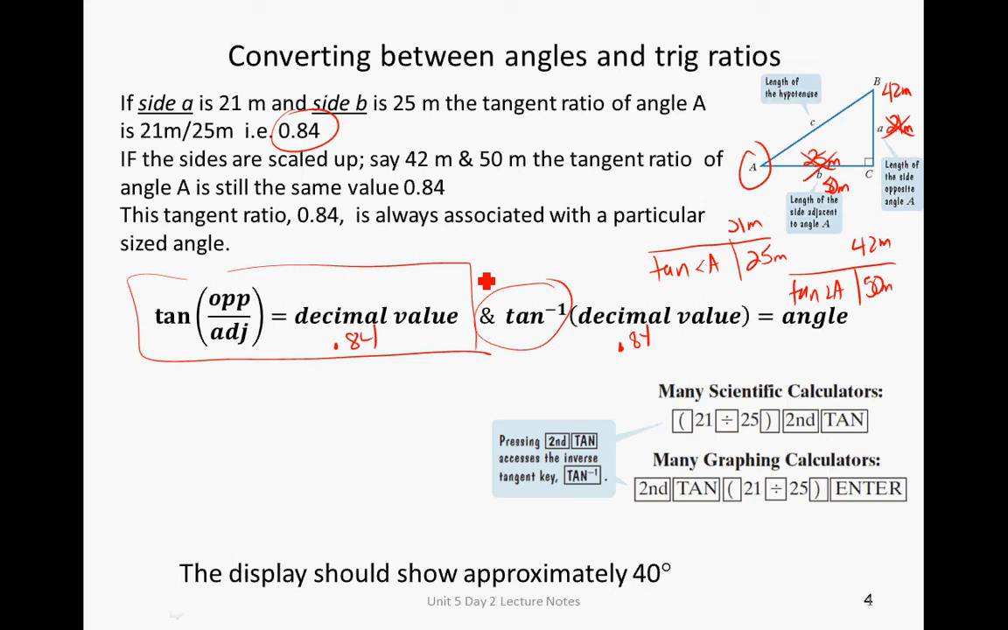And so that means if I give the decimal value 0.84 and find the inverse tangent, it will tell me that the angle is about 40.03 degrees. And so make sure that you're able to go back and forth on your calculator, that you can find the decimal ratio, which is just a division problem, 21 divided by 25, but that you can take the inverse tangent of that decimal, 0.84, and arrive at the angle of 40.03 degrees.